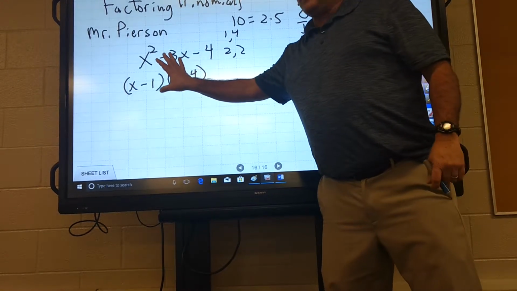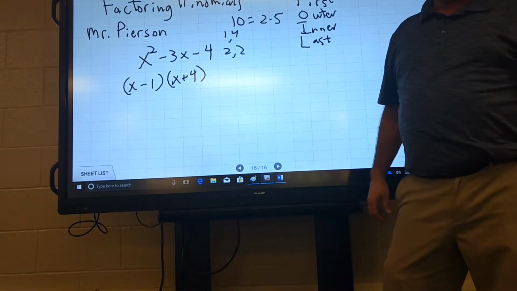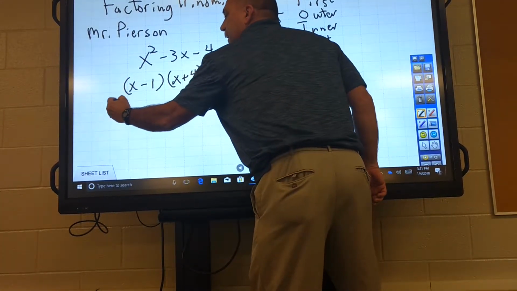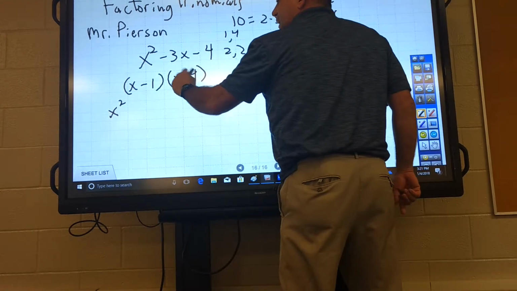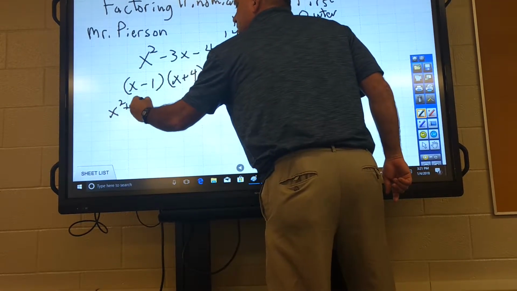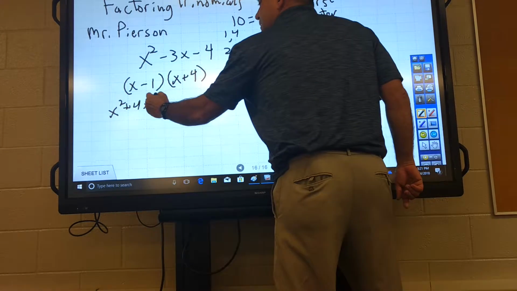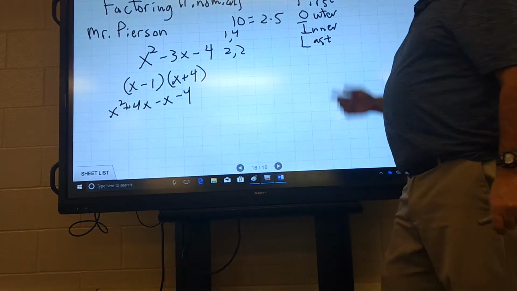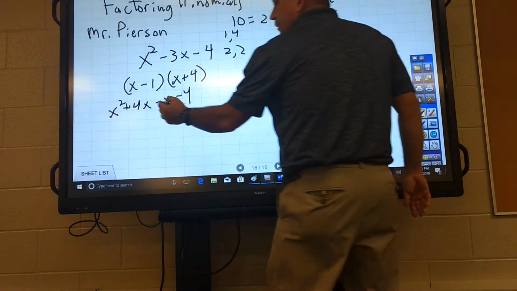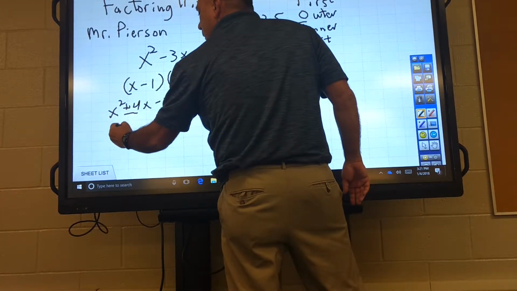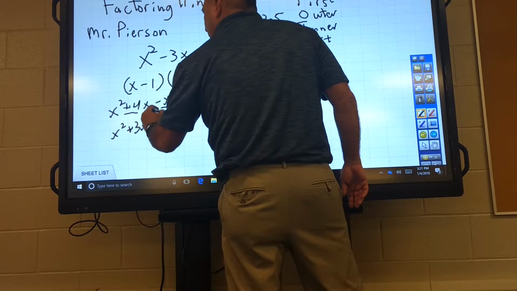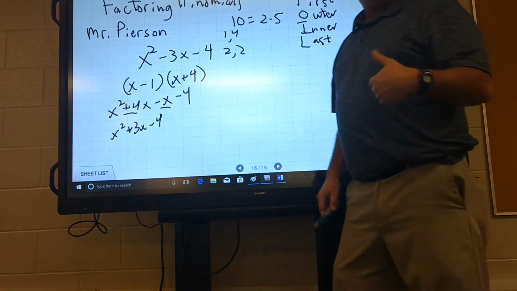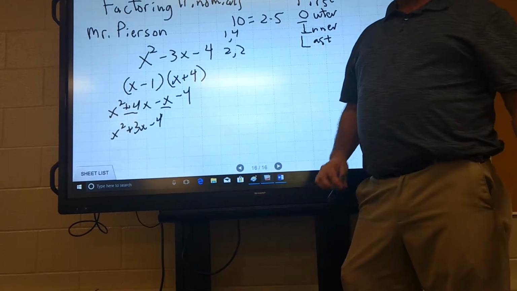Now, for this to be correct, it has to multiply out to give us what we started with. So we multiply this out using FOIL. Multiply the first terms, so we get x squared. X times 4 is plus 4x. Negative 1 times x is negative x. Negative 1 times 4 is negative 4. And we combine our like terms, these two middle terms, and we end up with x squared plus 3x minus 4. Well, that's not right. We need it to multiply out to give us x squared minus 3x minus 4.